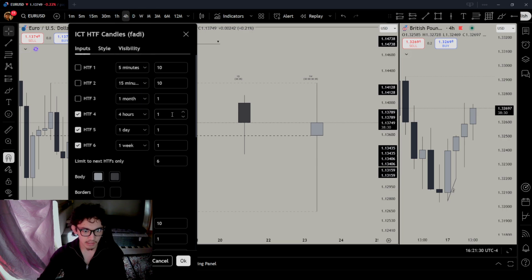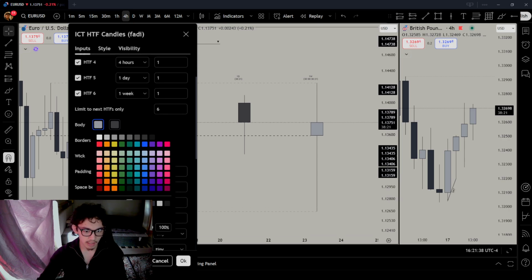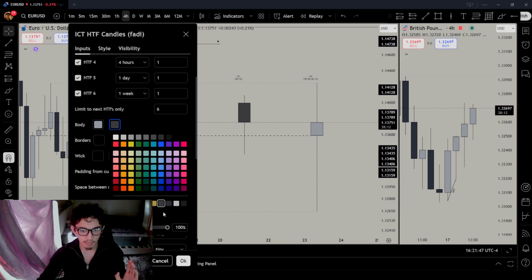That's my settings, right? 111. Eventually limit to next. High time frame only 6 right over here, and eventually this is my coloring to my drawing here, which you could just copy. You guys could take a screenshot or whatever, right? Eventually this is the body. This is the bearish candle body right over here.